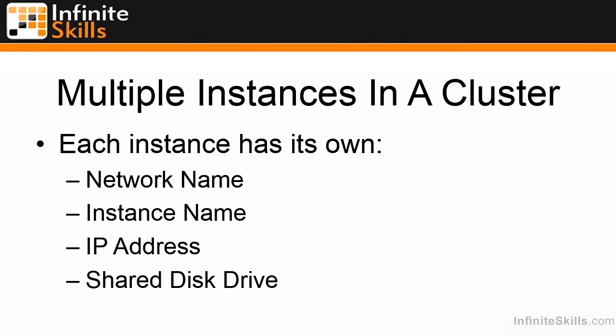We have to have a dedicated shared disk drive for each instance for much the same reason we have to have a dedicated network name for each instance. Because the shared drive is only going to be owned by any one node in the cluster at any one time, we have to keep that shared drive for just that one instance, because we can never guarantee that multiple instances are going to be running on the same box.